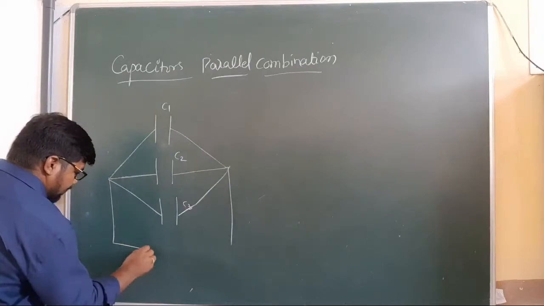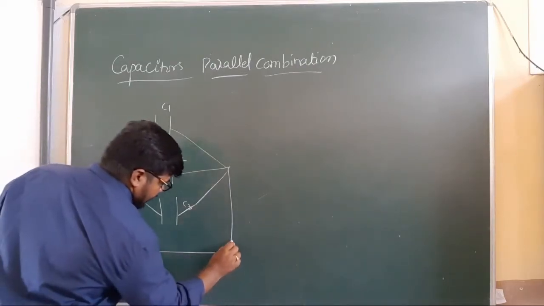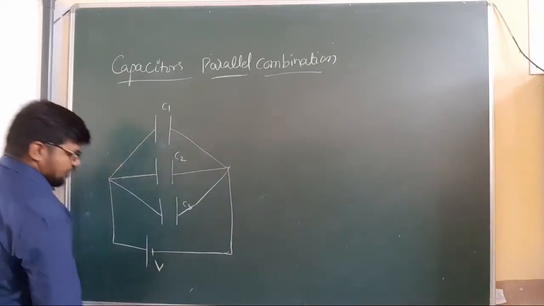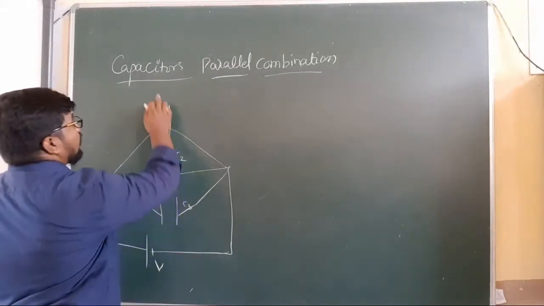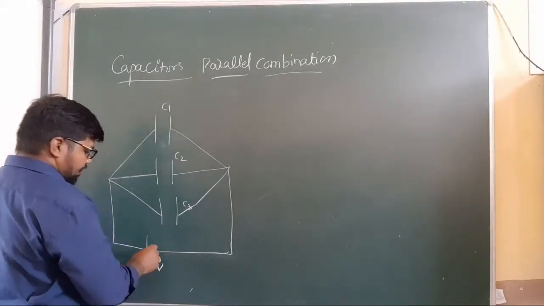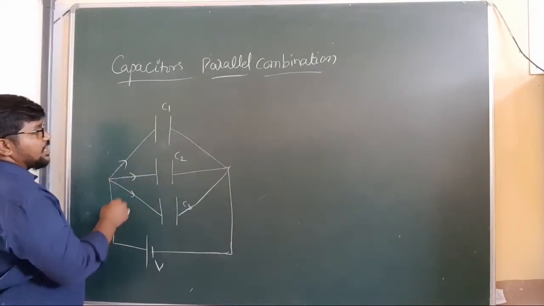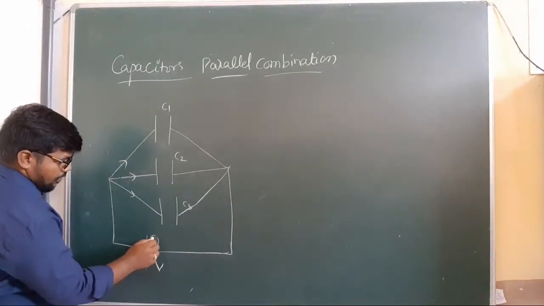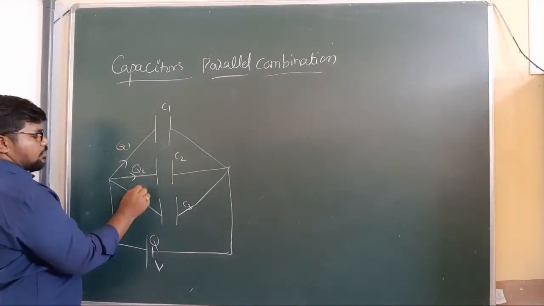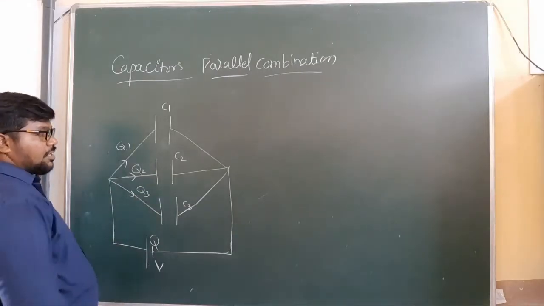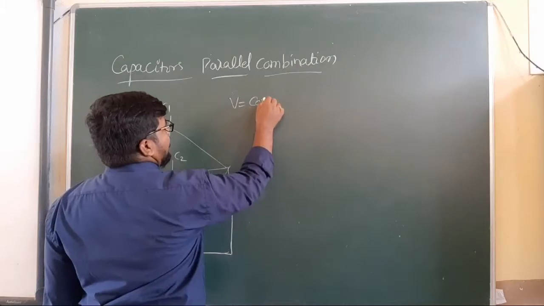Clear? We are applying a potential, denoted V. In this parallel circuit, the potential difference is constant. Here the charge Q can split into three parts, say Q1, Q2, Q3. In any parallel combination, V is constant.